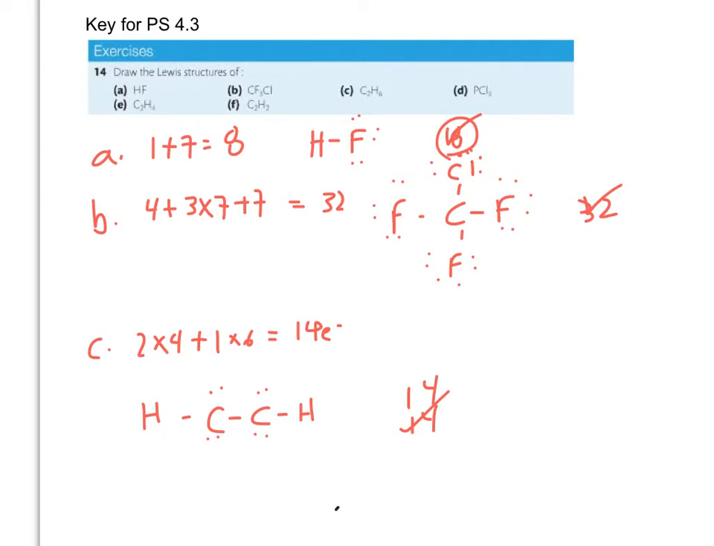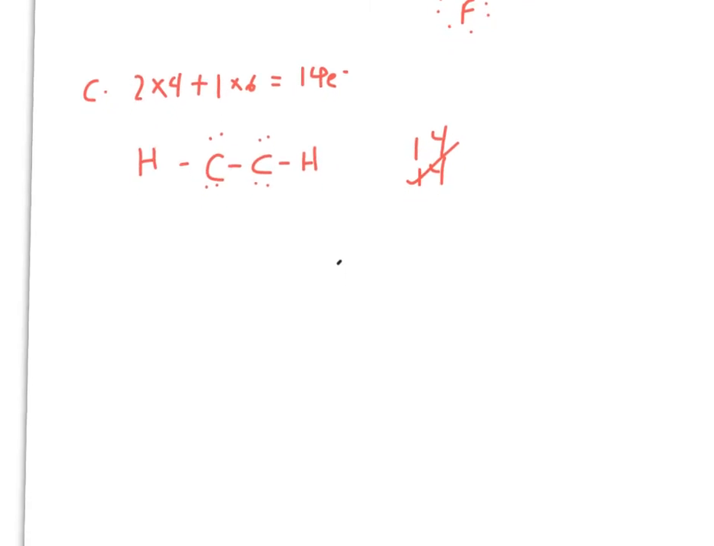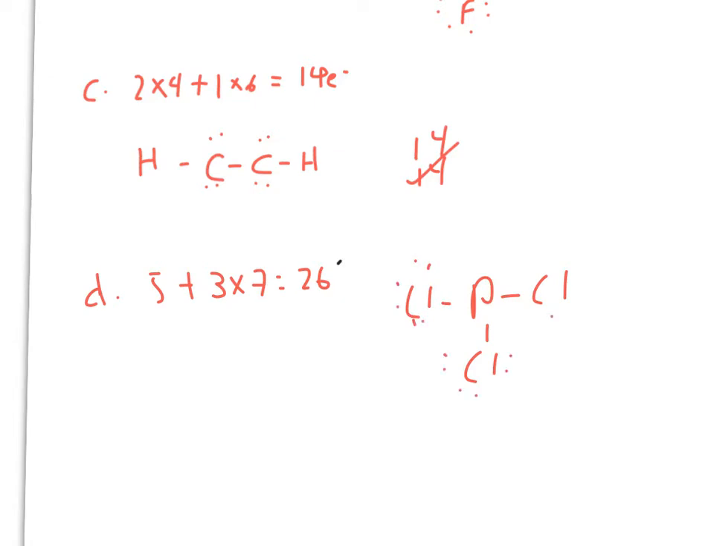For D, PCl3, I've got 5 for P. The Cl3, I've got 3 chlorines at 7 each, so I've got a total of 26 electrons. So if I put the P in the center, attach the chlorines, each chlorine will need 3 lone pair or 6 more electrons, and the phosphorus will also need 2 more. So when I count up, I've got 8 around each chlorine for 24. The phosphorus then makes 26, and this is my correct structure.